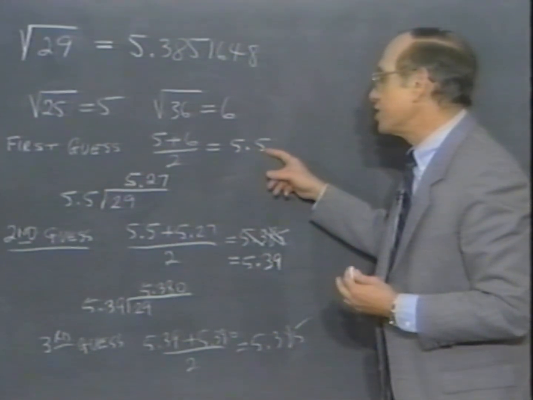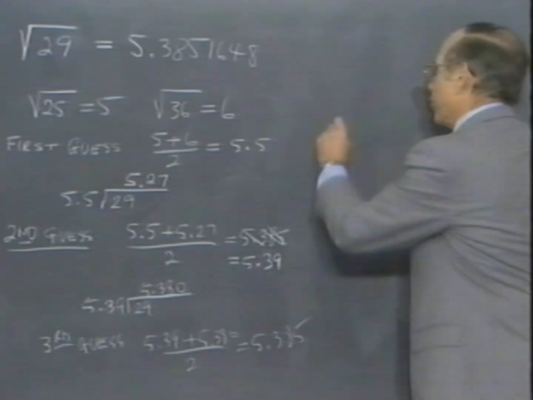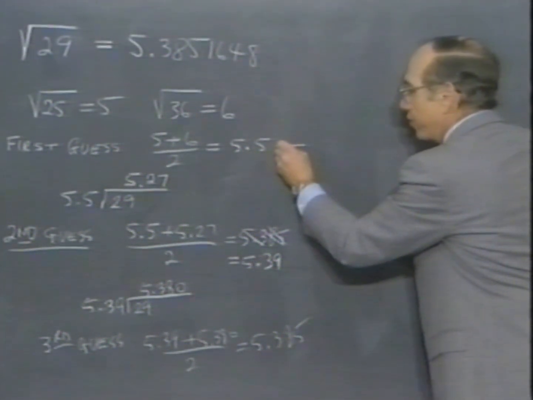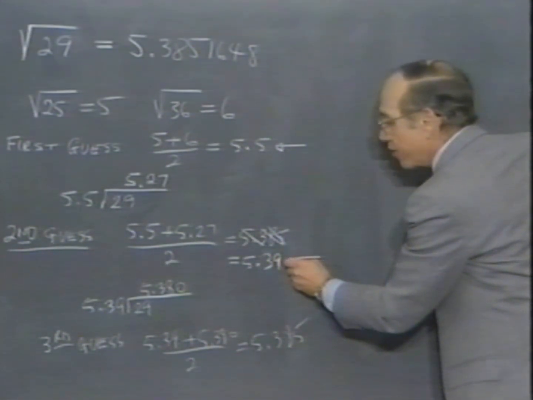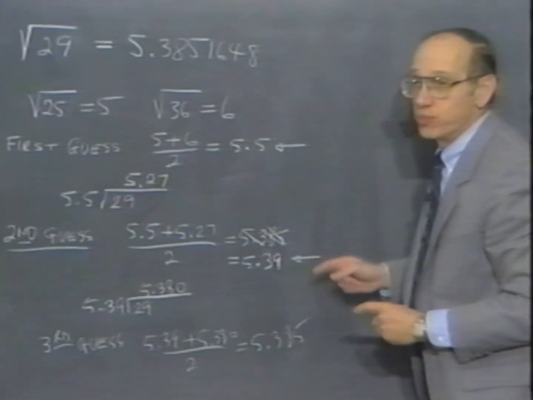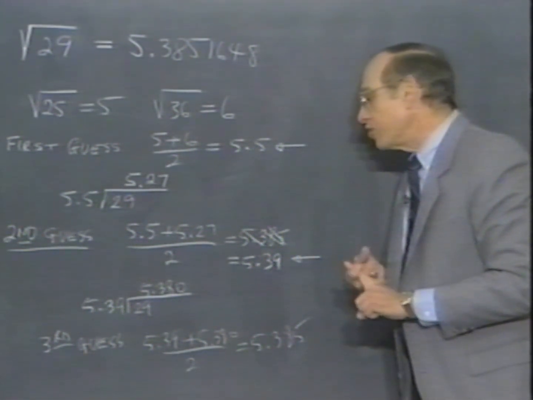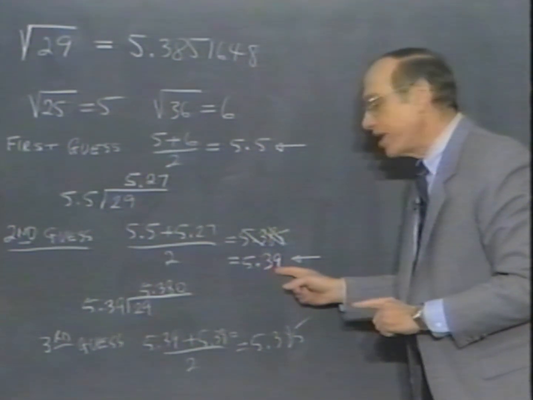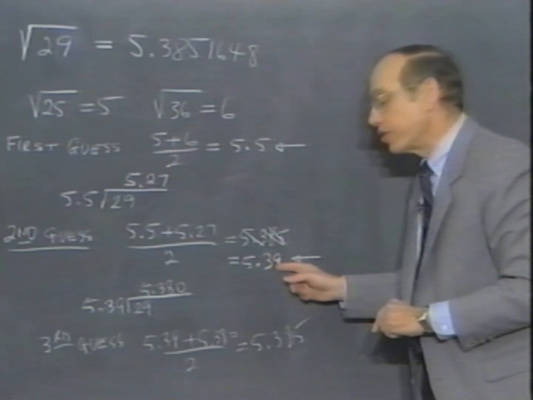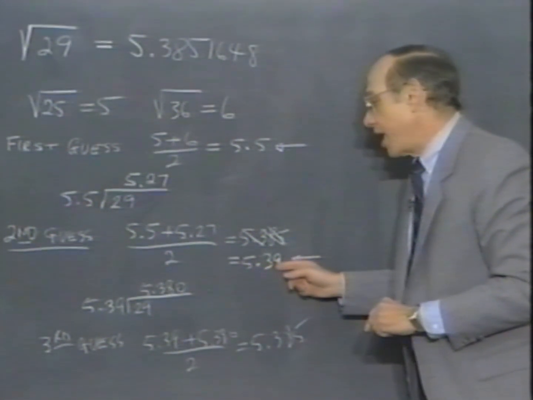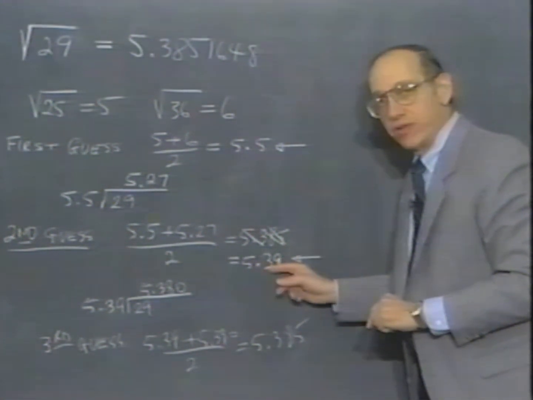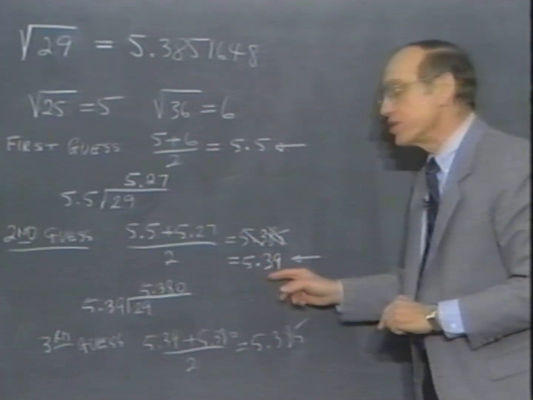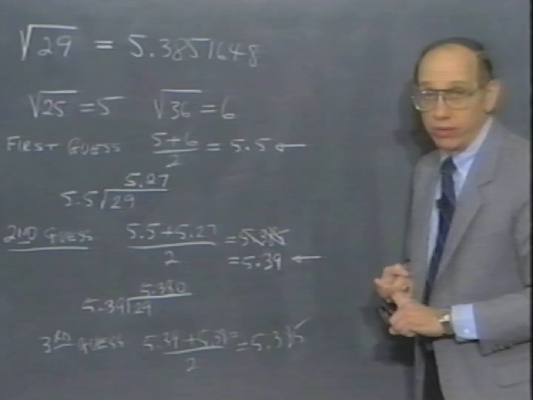My first guess is 5.5. Second guess is 5.39, which means if somebody said to me, get the right answer to the nearest tenth, I would calculate it out to the nearest hundredth, 5.39, and round off to the nearest tenth. So to the nearest tenth, I would say 5.4.